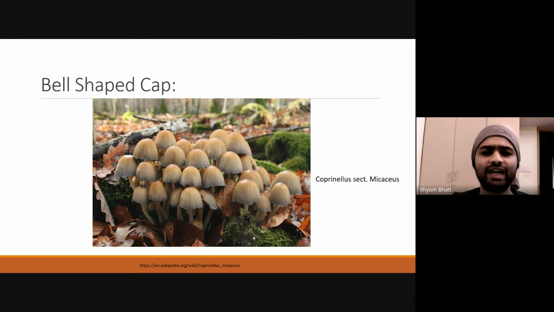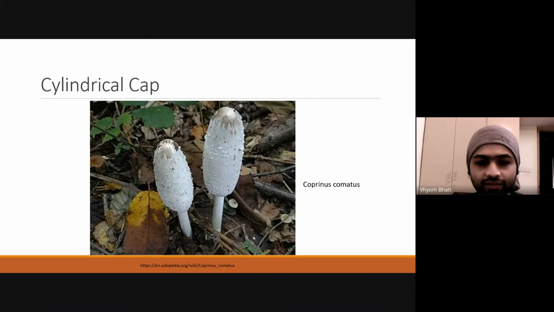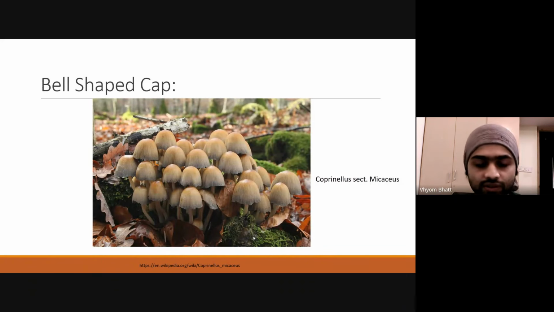Then you have bell-shaped caps. This is Coprinellus section micaceus. So you can see, comparatively, all these mushrooms have different caps. This is like a bell.